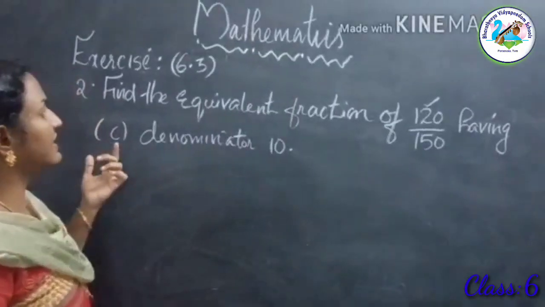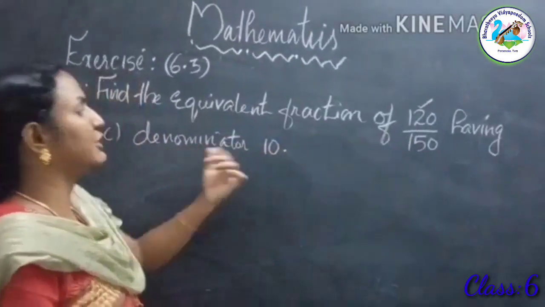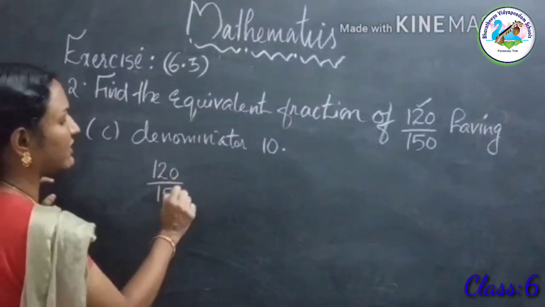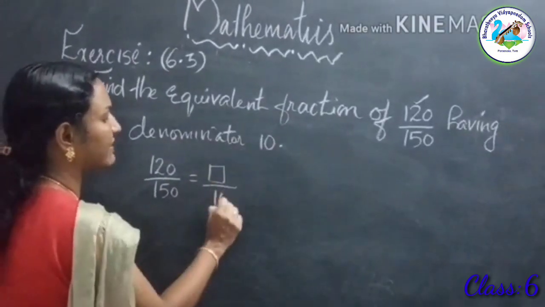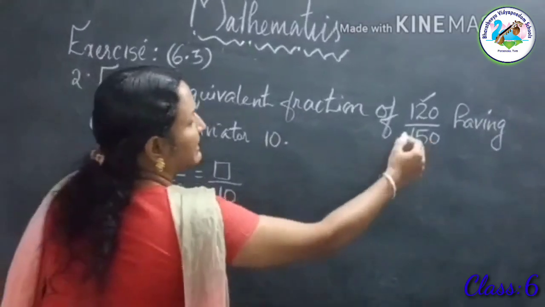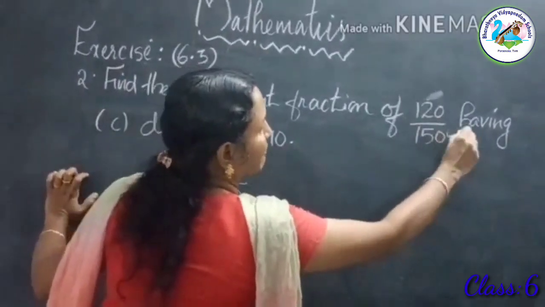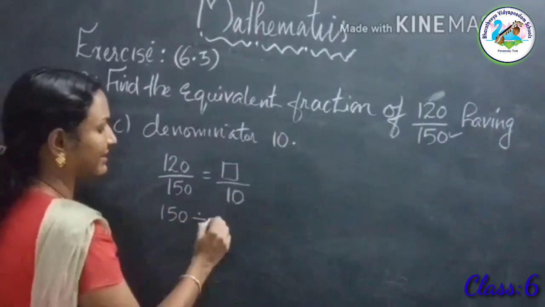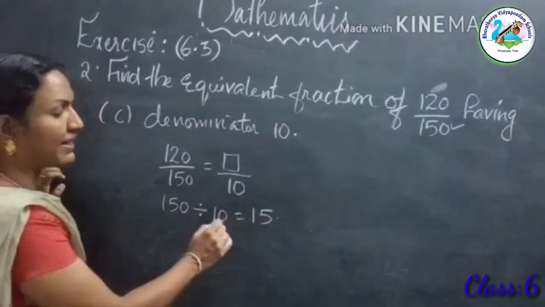Next, option C, denominator 10. Find the equivalent fraction of 120 by 150 having the denominator 10. So the required fraction is of the form, numerator we don't know, divided by 10. The first step is to divide the denominator by the required denominator. Here the denominator is 150. 150 divided by the required denominator 10 is 15.